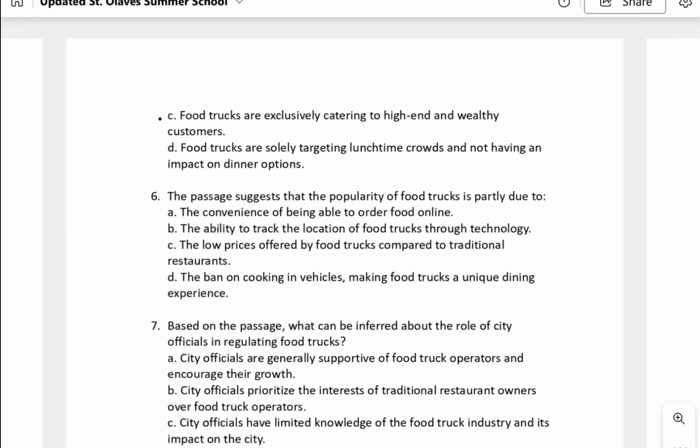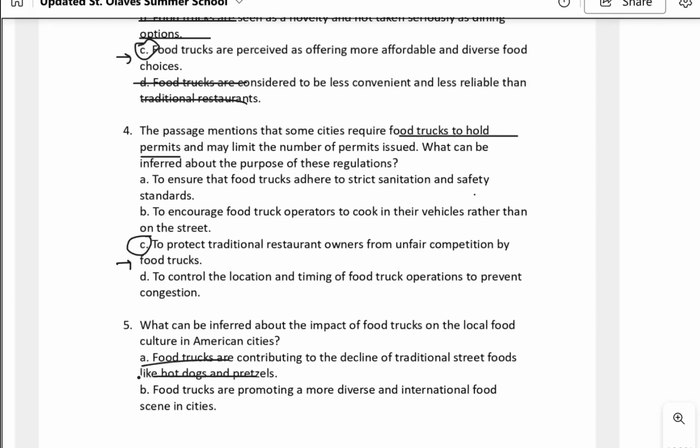And if anything, it talks about how they're not catering to wealthy people because their food is cheaper. And it doesn't talk about what times. It says that they can post up during lunchtime, but the most viable option that we can gather from the text is B.